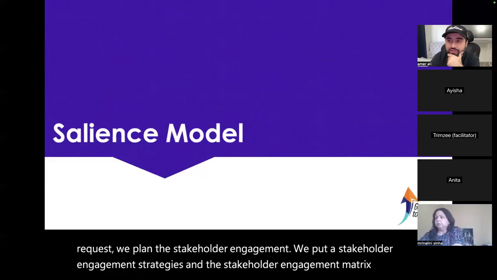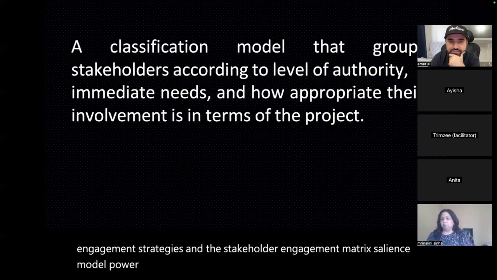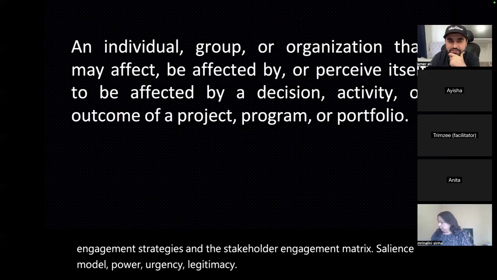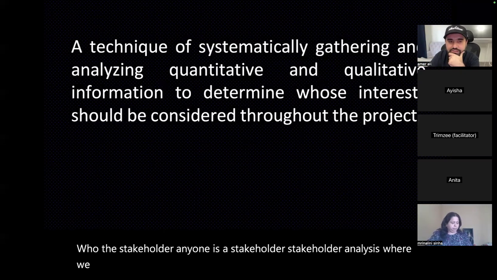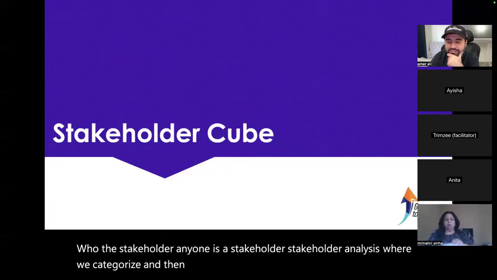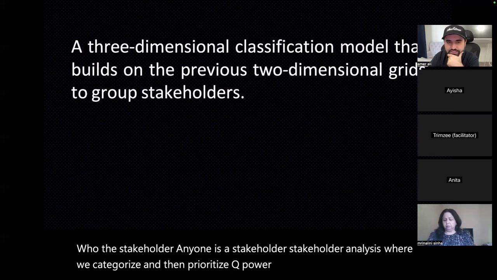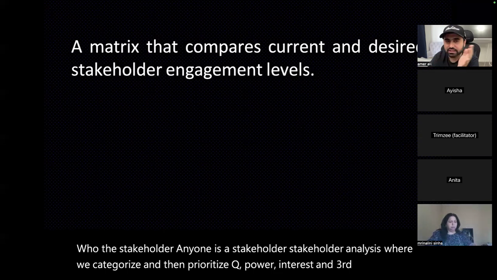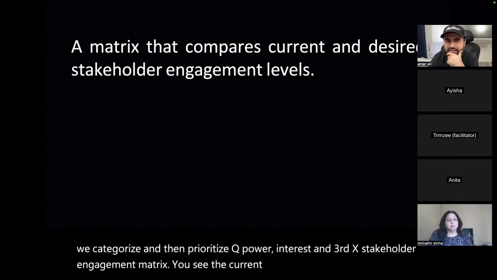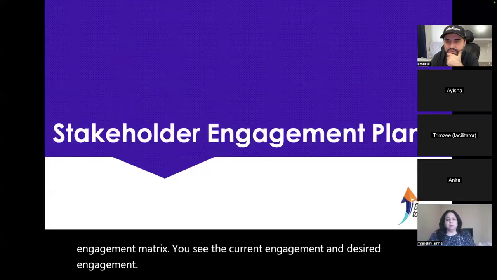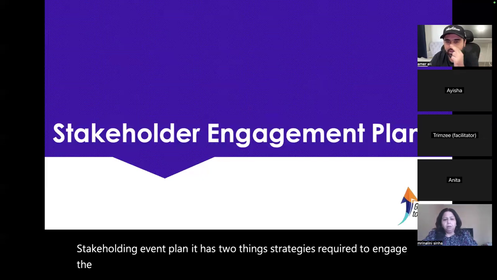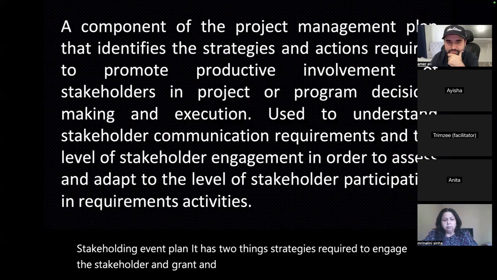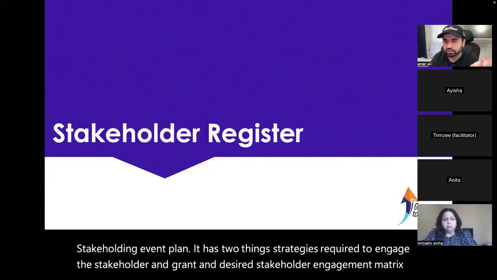Salience model: power, urgency, legitimacy. Who's a stakeholder? Anyone is a stakeholder. Stakeholder analysis, where we categorize and then prioritize. Cube: power, interest, and a third axis. Stakeholder engagement matrix, you see the current engagement and desired engagement. Stakeholder engagement plan has two things: strategies required to engage the stakeholder, and the current and desired stakeholder engagement matrix. Register, which has everything about the stakeholder.